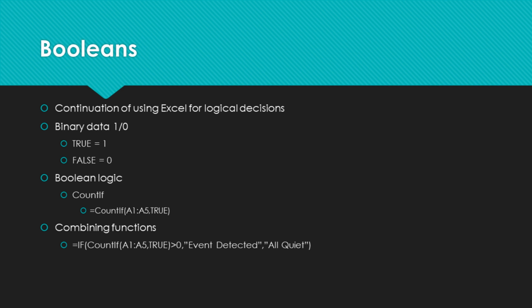Let's take it a little bit further into Booleans. Booleans are a continuation of using Excel for logical decisions. As you might have been able to tell from the way that if functions work, computers analyze data in binary, either a true, which is represented by a 1, or a false, which is represented by a 0. Once we've reduced our data to true or false, there's all sorts of logic that can be used on the data. Let me go ahead and demonstrate how this works.